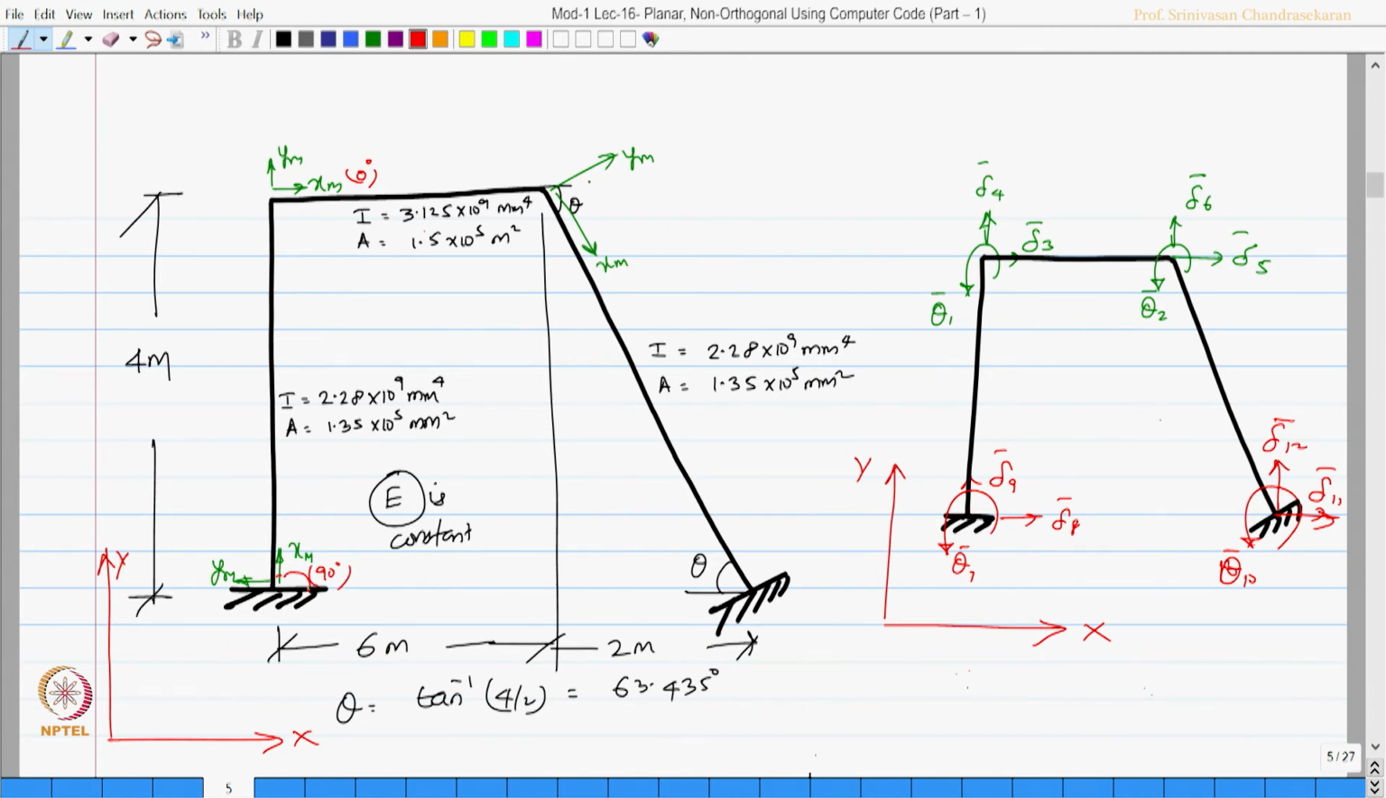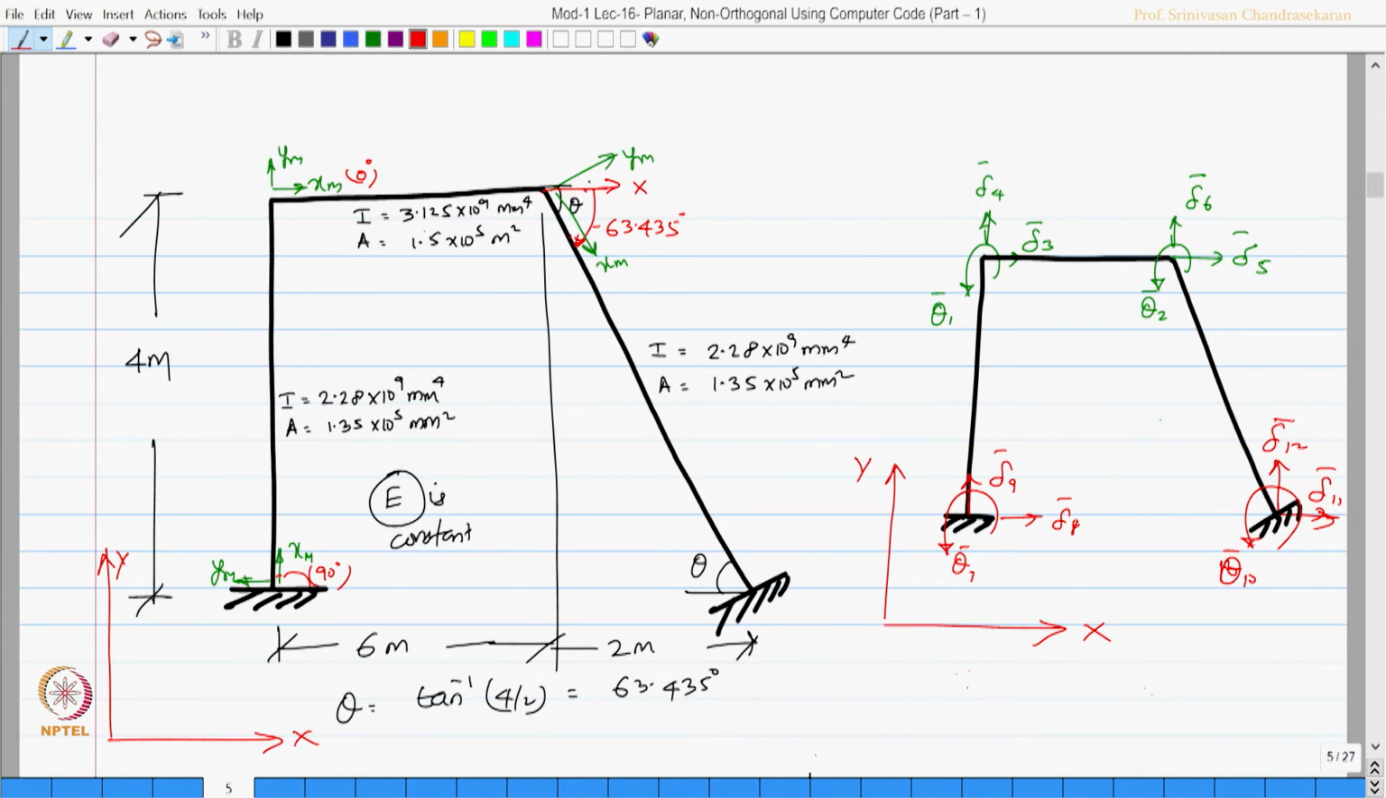For this it is going to be, this is my reference axis x. So, one can see here this is rotated clockwise by a value 63.435 degrees, which is negative because clockwise.